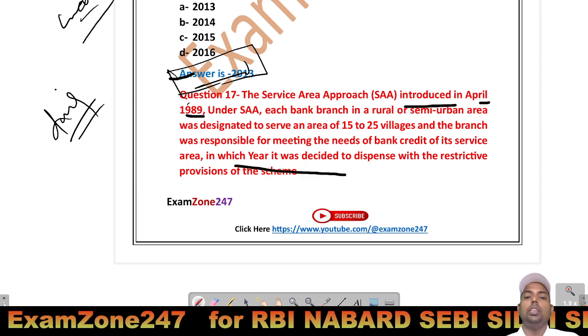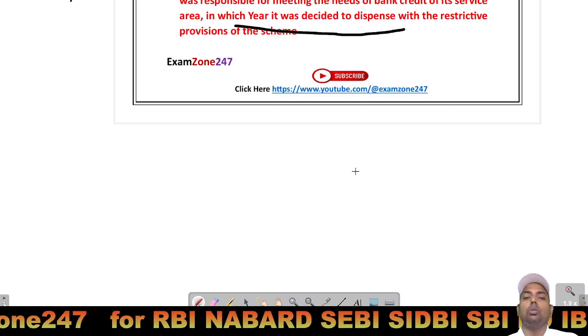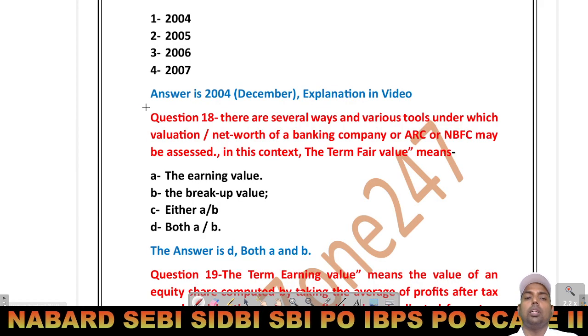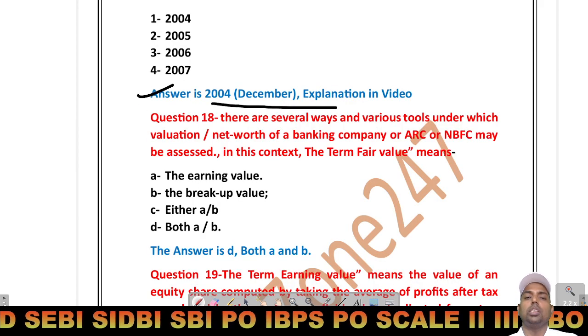Further, in which year was it decided to dispense? Okay, in which year was the service area approach ended? That is 2004, in December.